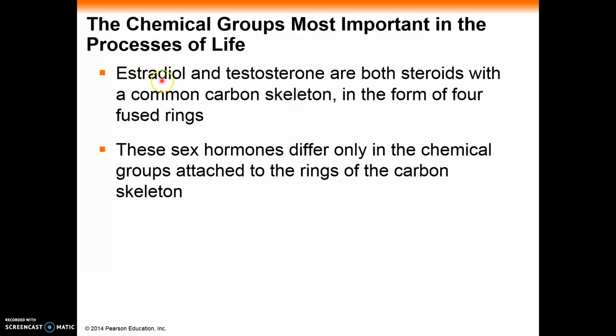So estradiol and testosterone are both steroids, and they share a common carbon skeleton. Okay, it's in the form of these four fused rings. Both of these are sex hormones. Okay, but they have different functional groups or chemical groups that are attached to it, which makes one a female hormone and one a male hormone. So each one of these things, despite having a common backbone, lead to two very different activities.